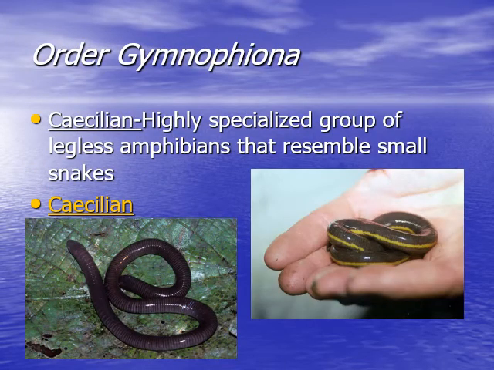Another order of our amphibians is called Gymnophiona, and this contains an amphibian that you might not have heard about, but there are a few species of them, and they're pretty cool looking. They're called Caecilians. They're a highly specialized group of legless amphibians that resemble small snakes.